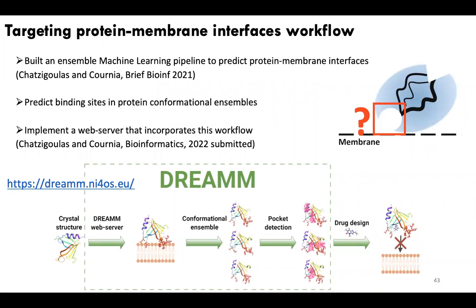So we created a workflow for targeting these protein-membrane interfaces. We built an ensemble machine learning pipeline using structural data from the Protein Data Bank to predict these protein-membrane interfaces, which is published here. But then we also built a platform, which is called DREAM, that you can use to predict these pockets, binding sites and protein conformational ensembles. And as mentioned, we've implemented this as a web server. The paper is under review. And we have also onboarded it in the European Open Science Cloud. So it's an open source and open access code that you can use.